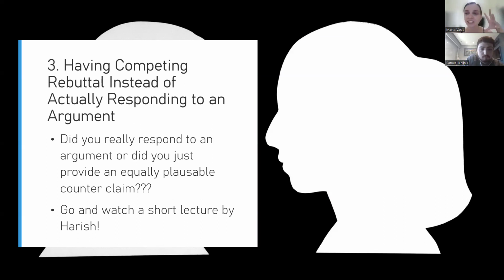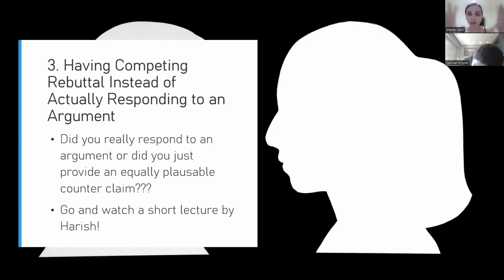So a third mistake, and we will do a bit of an exercise here, because I think this is such a fundamental mistake which so many people make, and that is that they have a competing rebuttal and competing analysis instead of actually responding to an argument. In case you're not familiar with the term competing analysis, here's what it means.